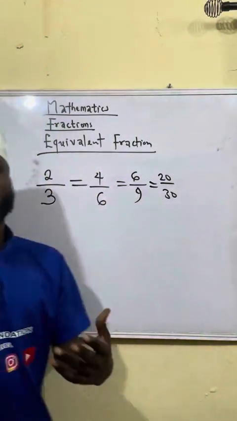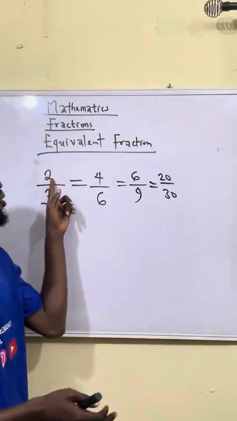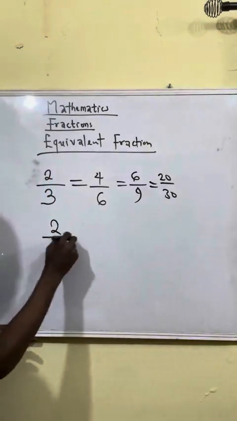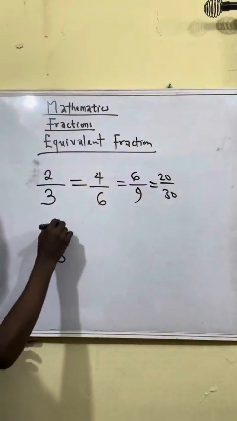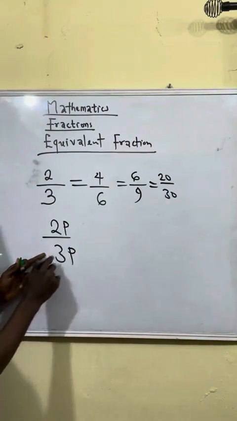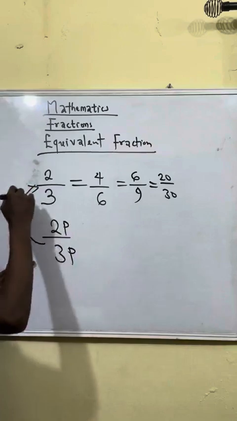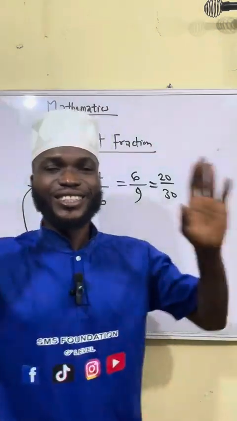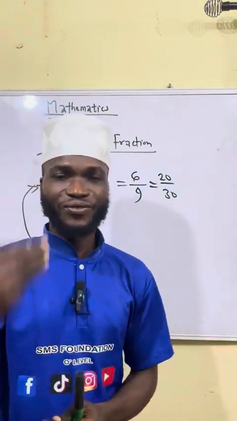In fact, even if I use a letter to multiply the top, I must use the same letter to multiply the bottom. For example, 2 over 3, if I multiply this by p, I get 2p, then multiply this by p also, this will be 3p. So 2p over 3p is still equal to 2 over 3. This is just what we call equivalent fraction.